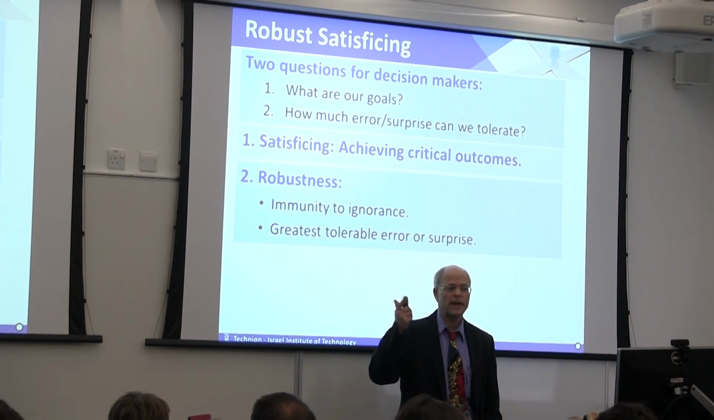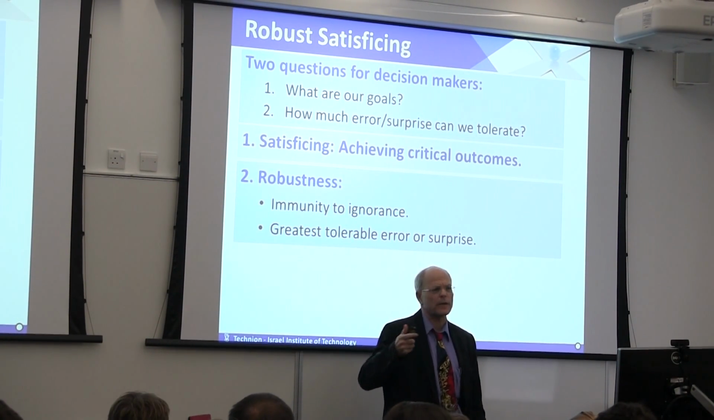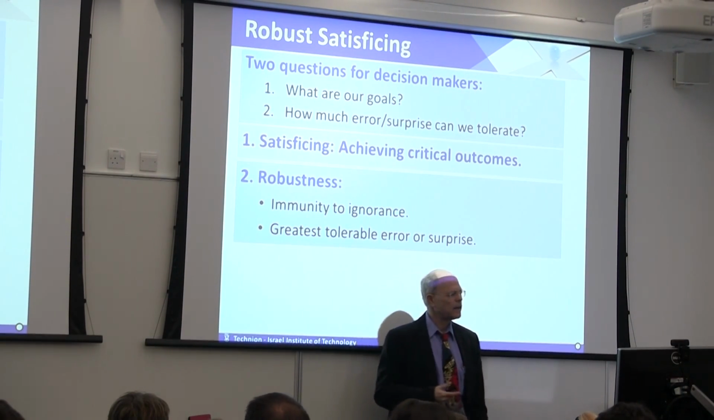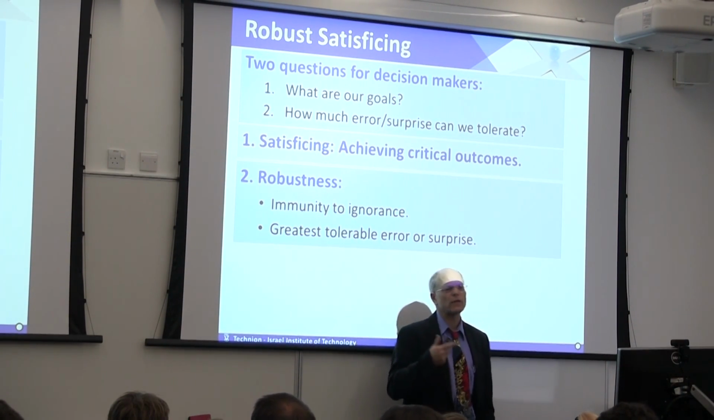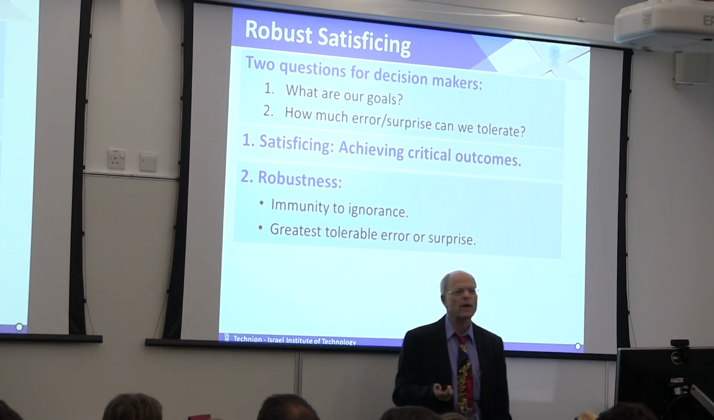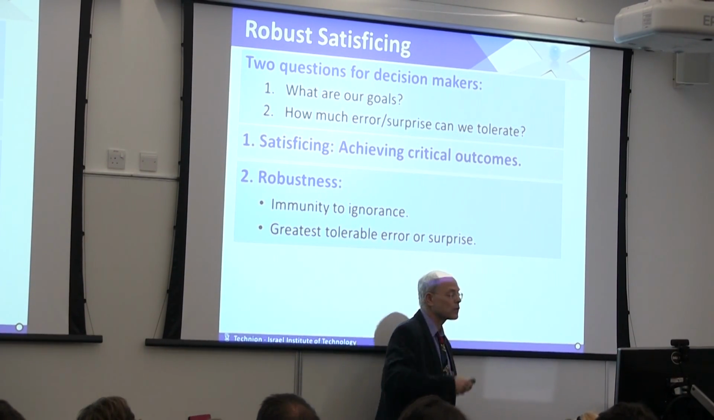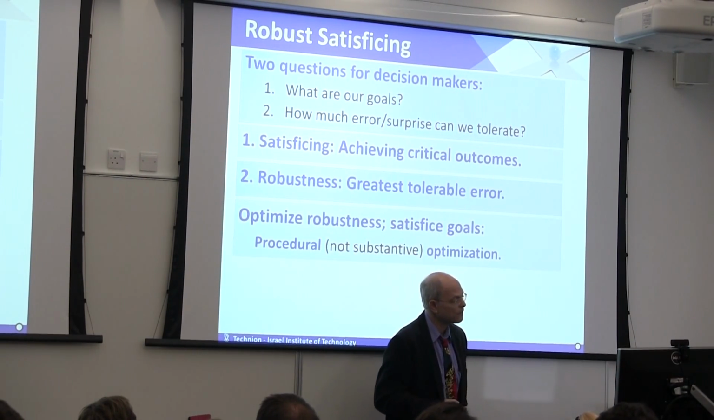The robustness of a decision is an attribute of the decision, but not an attribute of the outcome. The outcome doesn't have robustness. The outcome is already ex post. Robustness is the attribute of the decision, and it is the greatest degree of uncertainty or error or surprise that you can tolerate if you take that decision and still achieve the critical goals that you've specified.